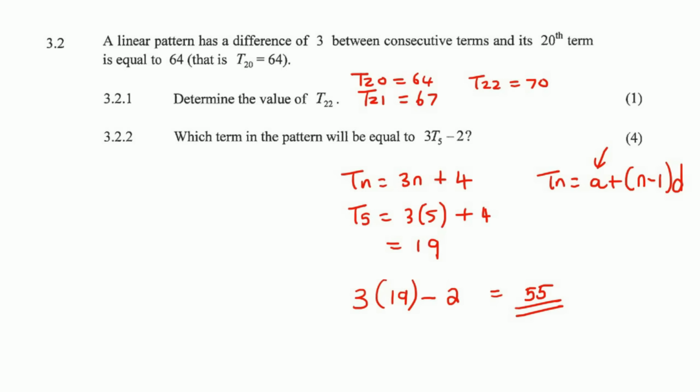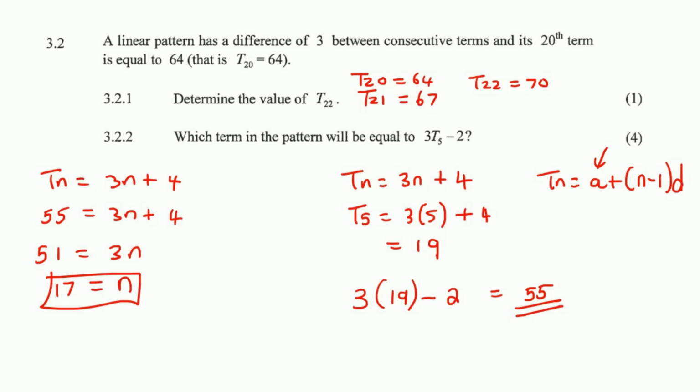Okay, so now we know they're saying which term will be equal to this, which is 55. So now we have the formula. It's a really weird question. So now we're going to say 55 equals 3n plus 4, and we're going to see what n is. If you bring the 4 over, you get 51. And then if you divide by 3, you end up with 17. And so it will be term 17 that is equal to 55.